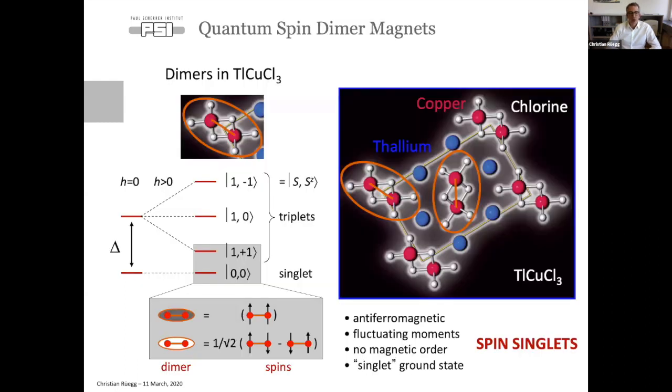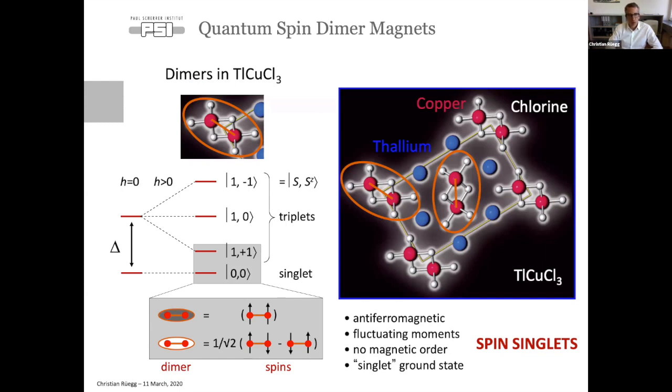Let me start now with a general framework. I've been working extensively on systems where we have very exciting small units of quantum nature, and these are simple dimers. So in quite many materials now, you find structurally the formation of pairs, and this is one of the classic model materials here.